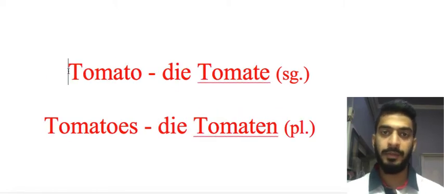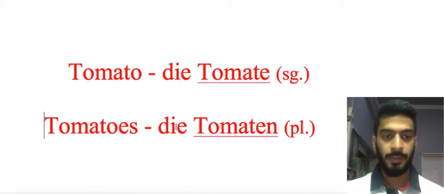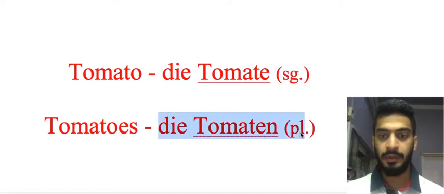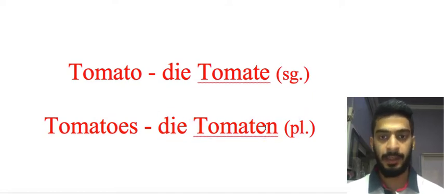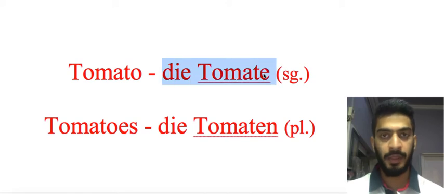Our first vegetable is tomato. The word is die Tomate. It's in singular form. Tomatoes, die Tomaten, plural form. So, there is a slight change in the spelling. In plural, we have extra N at the last position. But in singular, it's die Tomate.